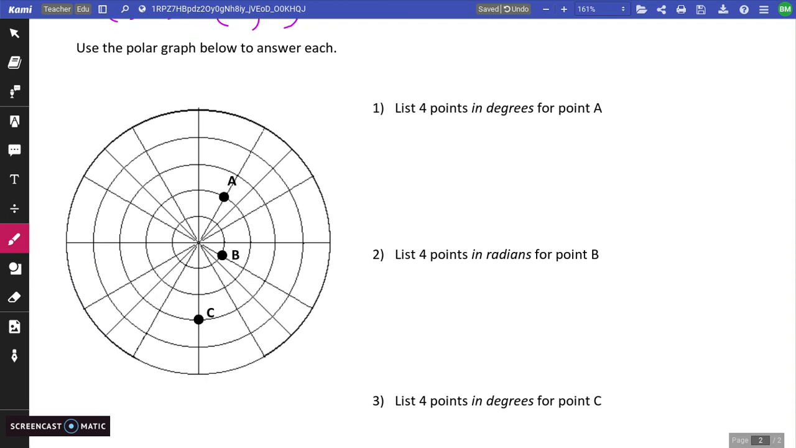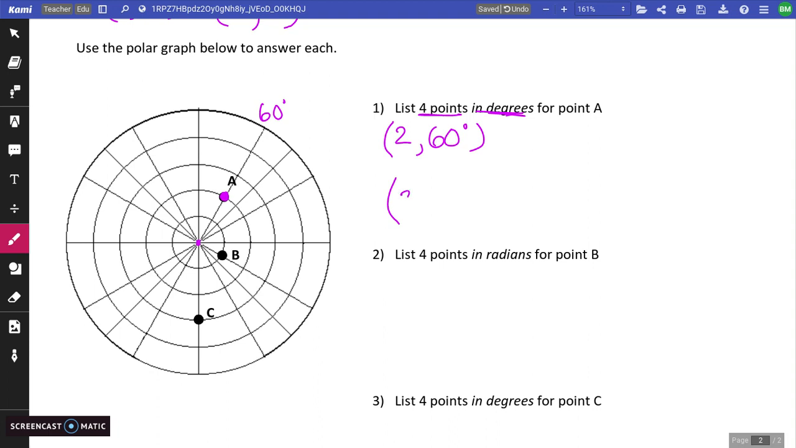Here we have a graph. 3 points are plotted on this graph. For number 1, we're going to list 4 points in degrees for point A. So here's point A. Now I usually start with the most basic version, positive radius, positive angle. So from my unit circle, this is a 60-degree angle, and I can see that it's 2 units away from the pole. So my first point would be radius of 2, angle of 60 degrees.